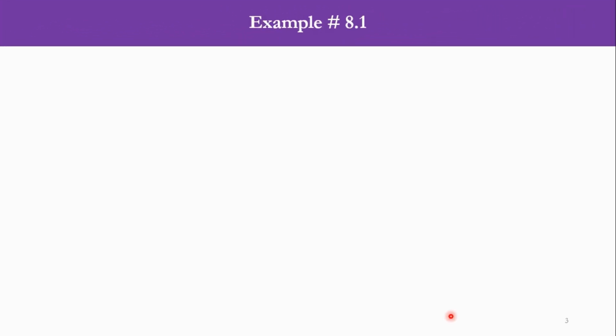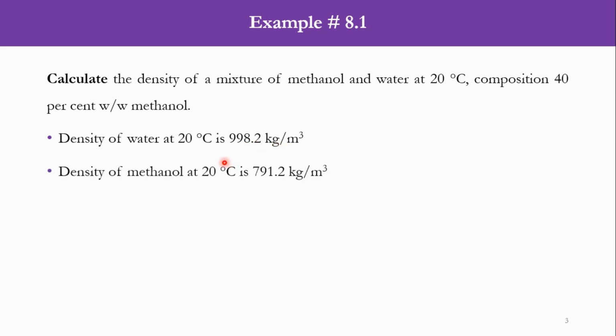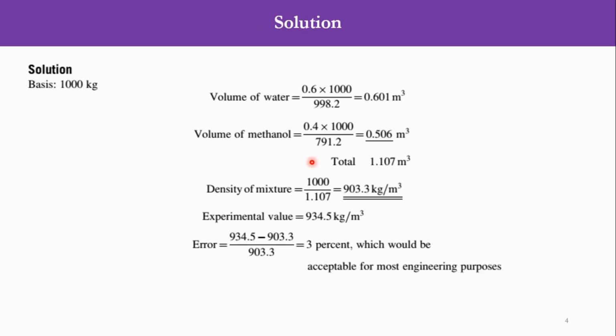So let's go to example 8.1 of this book, which states: calculate the density of a mixture of methanol and water at 20 degrees centigrade, with the composition of this mixture as 40% weight by weight methanol. So the remaining 60% will be water. We have been given that the density of water at 20 degrees centigrade is 998.2 kg per cubic meter, while the density of methanol at the same temperature is 791.2 kg per cubic meter. So let's take the basis of 1000 kg.